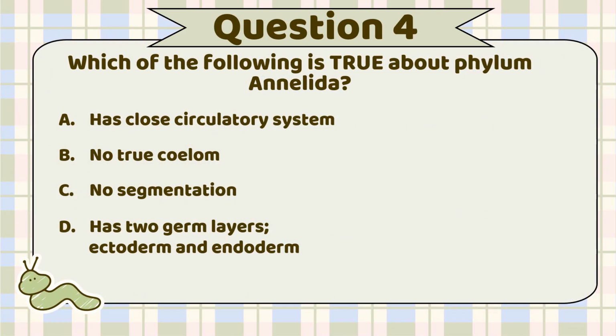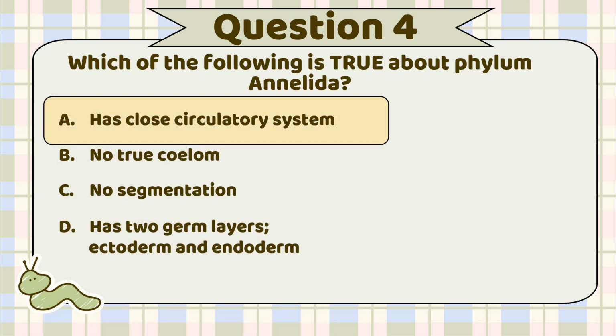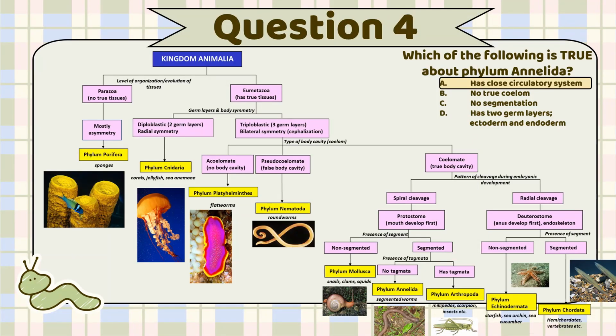Question 4. Which of the following is true about phylum Annelida? The answer is A. Has closed circulatory system. Kingdom Animalia has been divided into 9 phyla. One of them is phylum Annelida, and you can see phylum Annelida are coelomate and segmented. Therefore, statement B and statement C are false. For statement D, this actually refers to diploblastic, characteristic for phylum Cnidaria. Phylum Annelida is triploblastic, meaning that all annelids have 3 germ layers, which are ectoderm, mesoderm, and endoderm.